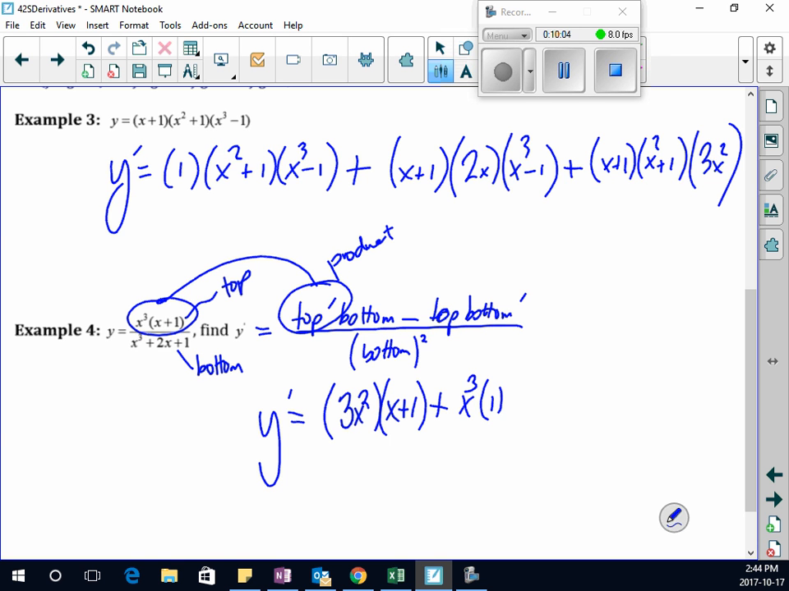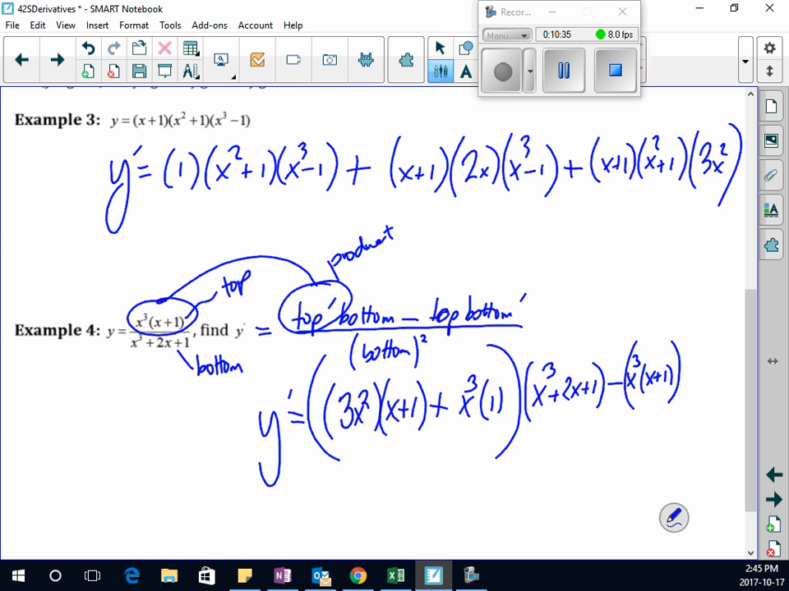Now, because this is an addition, and we're taking that whole top derivative and timesing it by the bottom, what do we need? Brackets around that. Now the bottom is going to be x cubed plus 2x plus 1. Bracket, subtract. Now it's the top, left alone. I'm going to run out of room here. X to the power 3 times x plus 1. Yes? So that's the first one left alone.